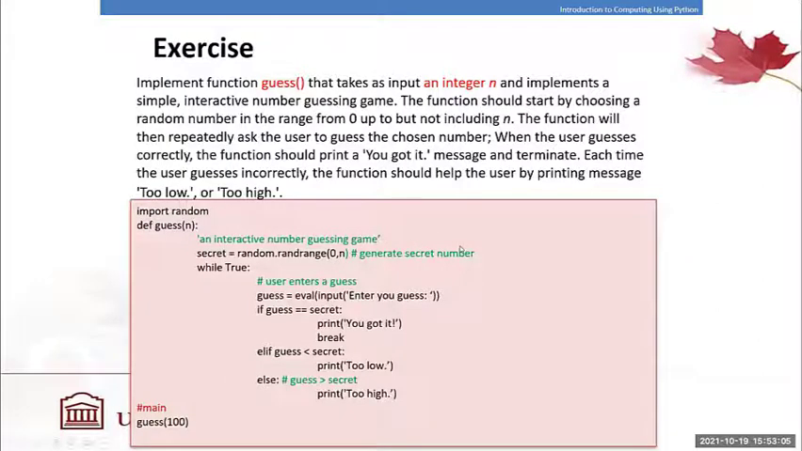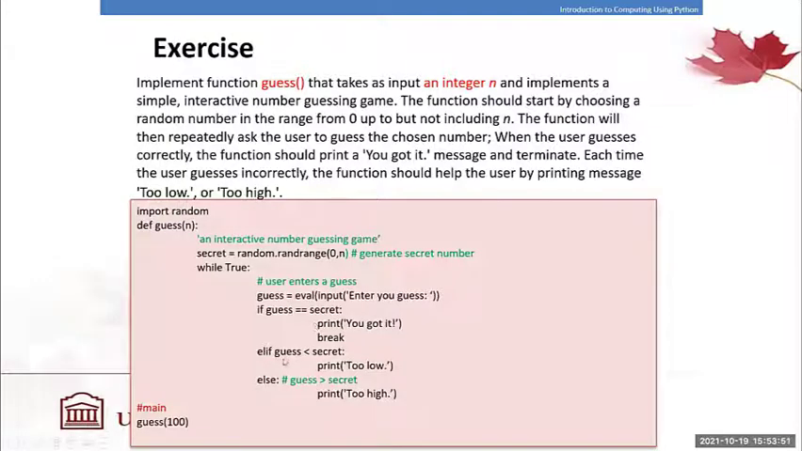So now I generate the secret number. Now, while it's true, I'm gonna ask the user to guess. Then the function will repeatedly ask the user to guess the chosen number. So I have to use input, enter your guess, because the user has to be provided with some kind of helper message. And if the guess is equal to the secret, I'm gonna print "you got it" and break. What does the break do here? It will exit the loop.